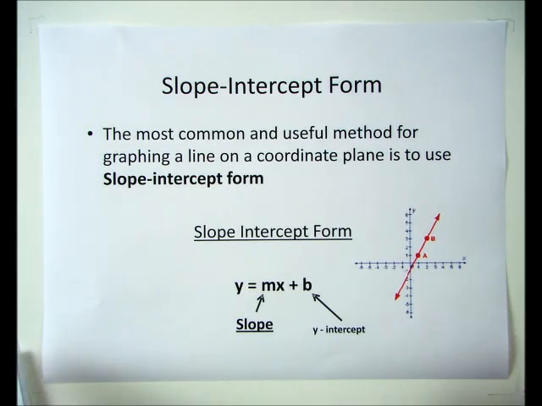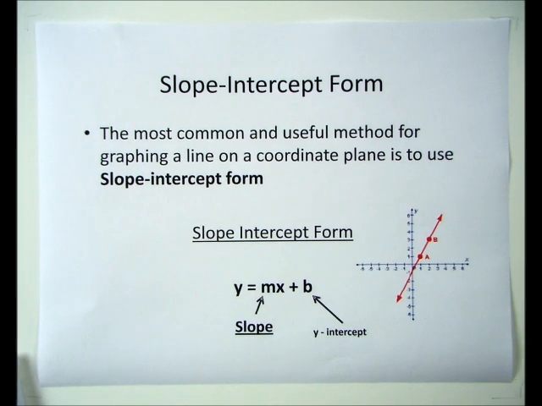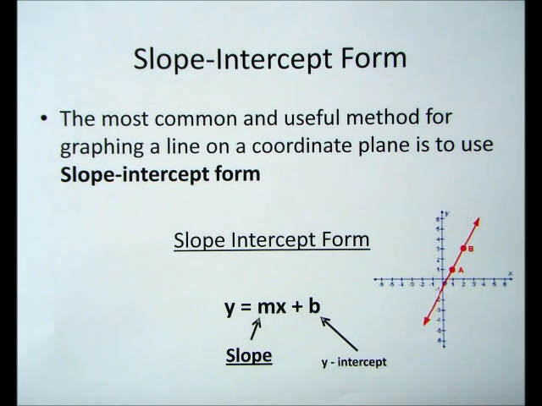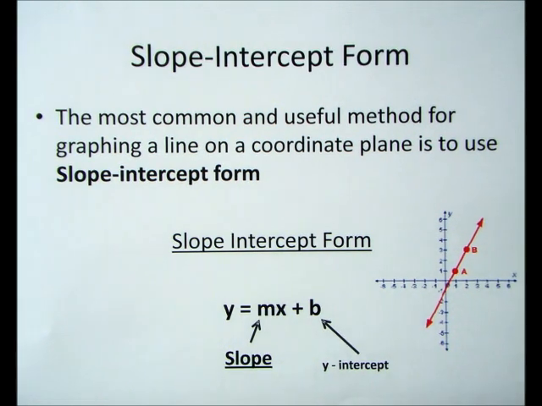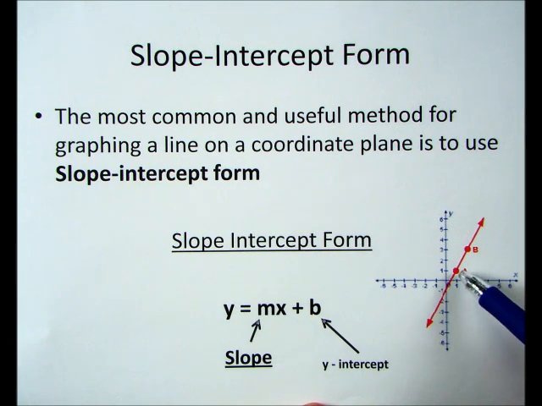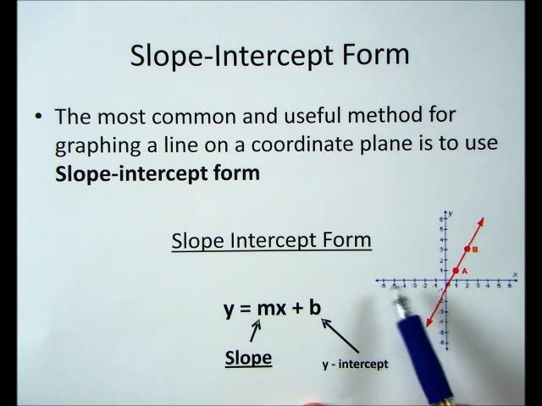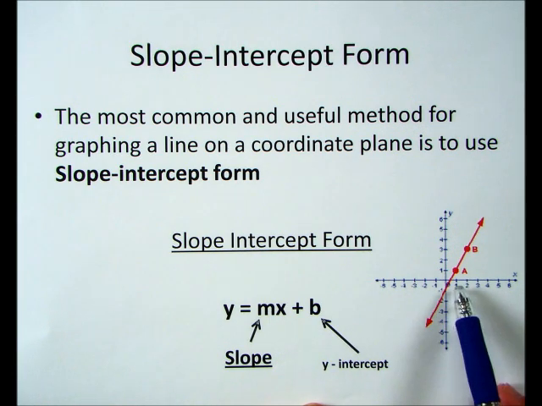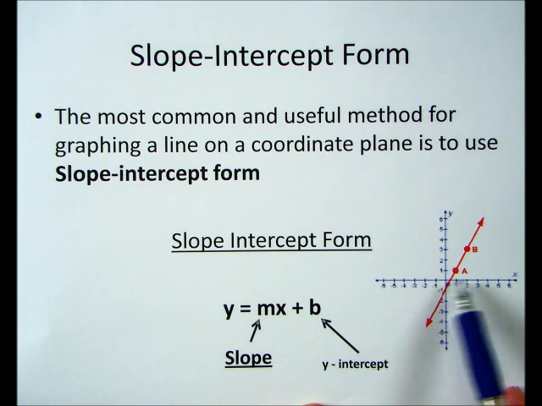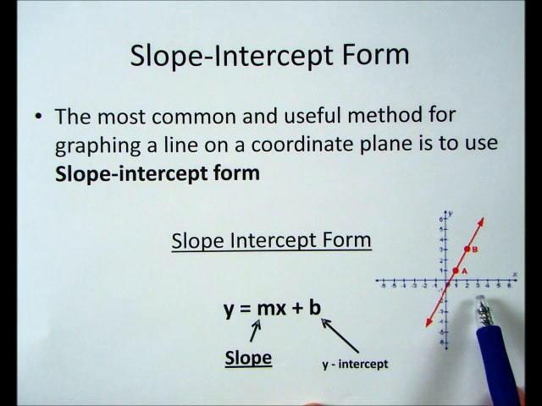Okay, let's talk a little bit about the slope-intercept form. And I am going to attempt to zoom in on this so that you can see it a little better. The most common and useful method for graphing a line on a coordinate plane is to use the slope-intercept form. Again, this is the same graph with the points of A and B. Each of these points has a coordinate location. And you probably remember that we start with the x-axis. So the coordinate location of point A is 1, comma 1. It's 1 over on the x-axis. It's 1 up on the y-axis.